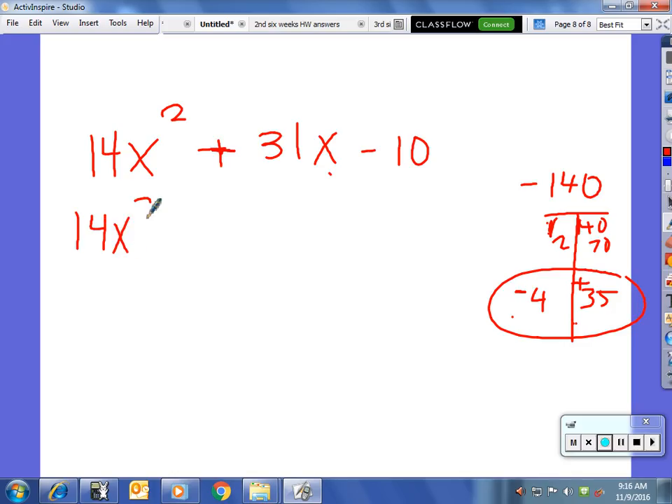Okay, so now I'm going to rewrite it. 14x squared minus 4x plus 35x minus 10. And what's the GCF of the first two?